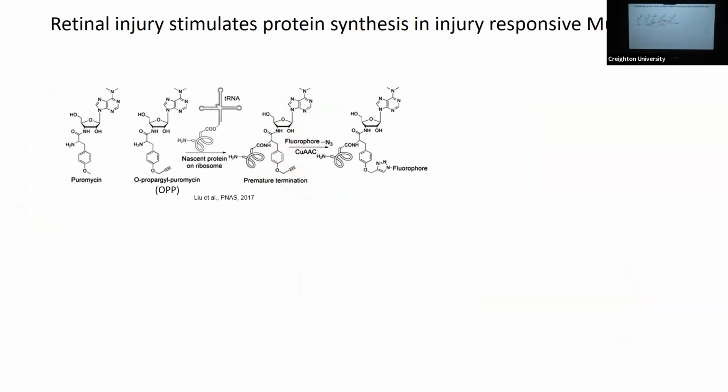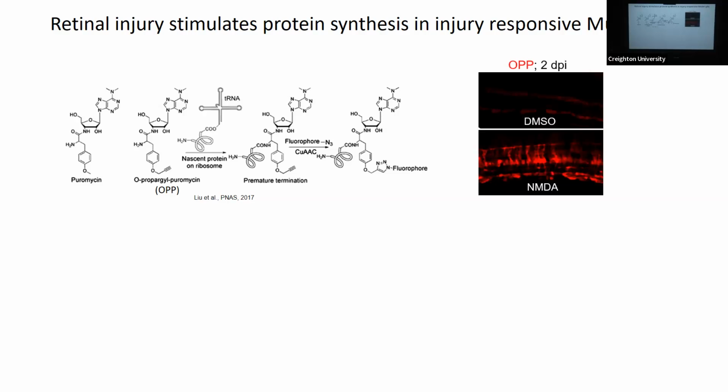So gene expression is pretty good, but we wanted to see if we could visualize it. So we took advantage of this puromycin analog that would allow you to use click-type chemistry. With copper, we could attach a fluor to it at the end of the experiment. So basically the idea is you use this puromycin analog, inject it into the eye of the fish, we injure it, and then we wait a certain amount of time, and then we use click chemistry to visualize how much protein synthesis is taking place at any particular time.